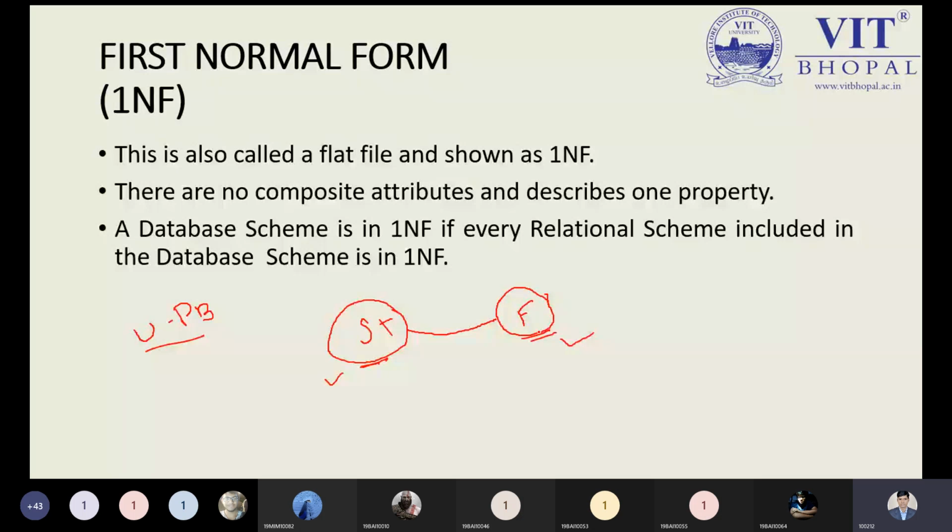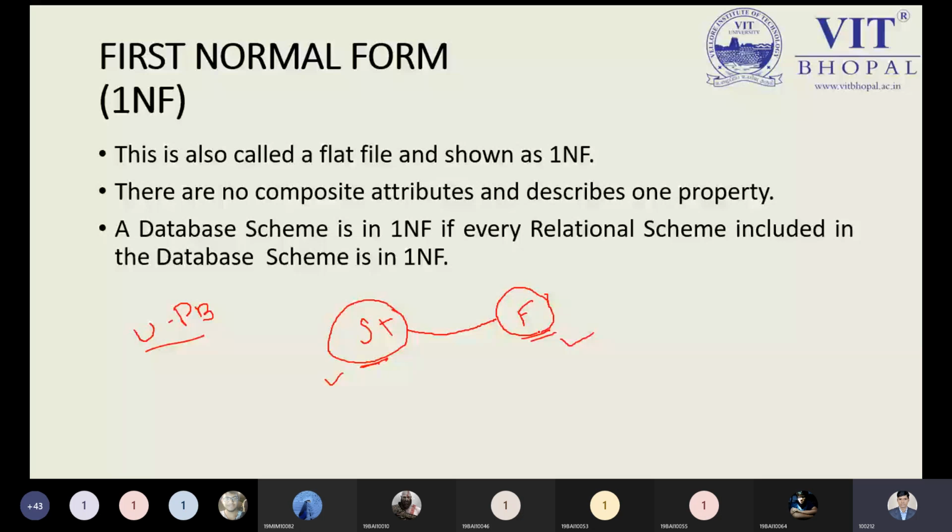And now see, if the relation is a table which is not part of any relational information, then by default it would also be in the first normal form. So a table that is already in the form of relational information, not non-relational information, is in first normal form. From this point we will go level by level: second, third, fourth and so on. Here you need to keep in mind that there are no composite attributes, and it describes only one property, that is part of the database. So we can say it is the first normal form.